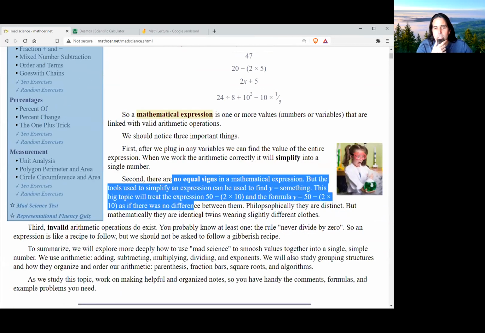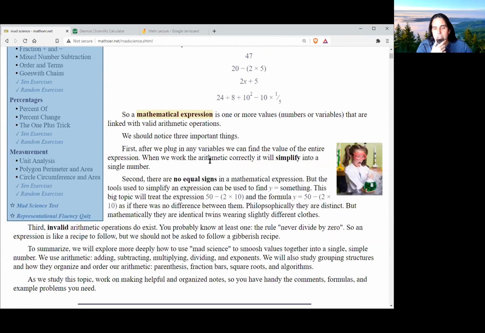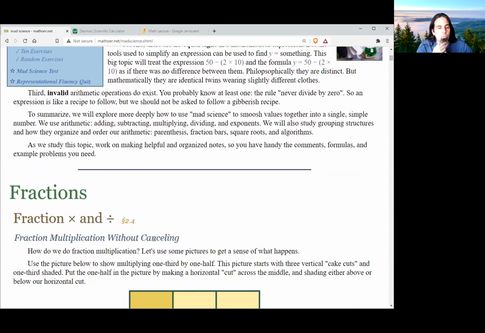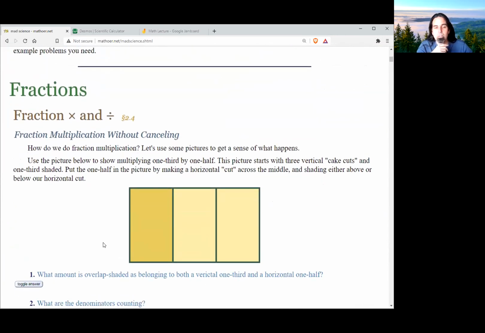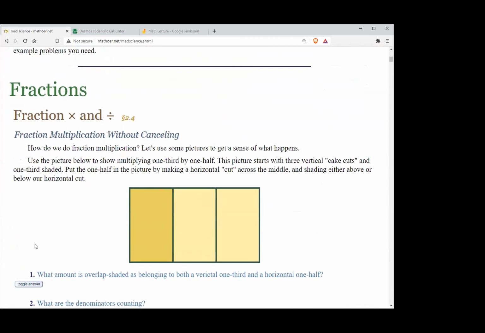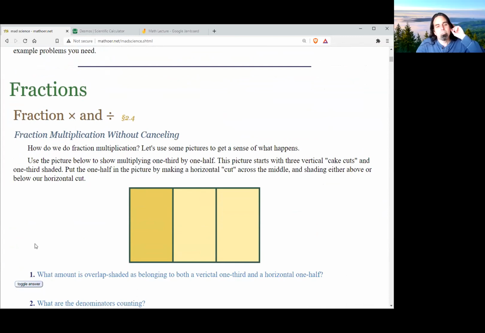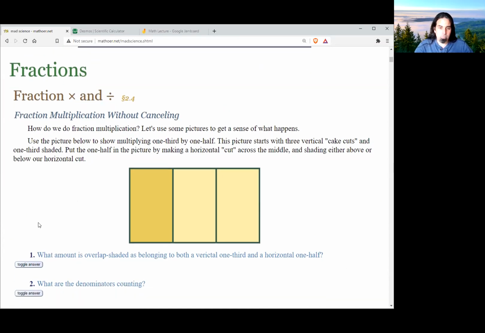There's a little note in this paragraph that if we put a y equals in front, then technically it's not an expression anymore, it's an equation. But if all we're doing is plugging things in and having the y dump out the other side, then it's effectively the same thing. We'll talk about that another time. But for now, let's talk about what to do with fractions. The first and easiest thing to do is to multiply and divide them. So how do we do fraction multiplication?